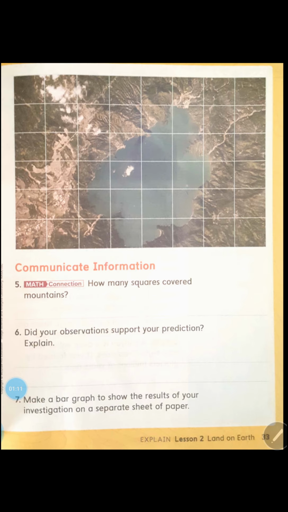Now open page 32. Mountains everywhere. Look at the landscape photo on the next page. Let's look at this photo. What do we have here? We have a landscape, right? And we have mountains, valleys, and water. That's right. So let's continue reading.